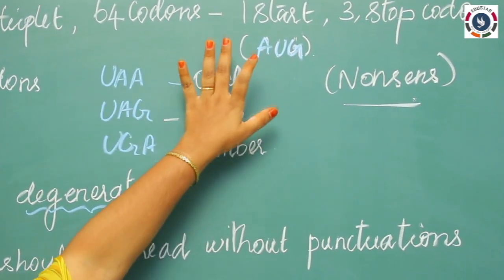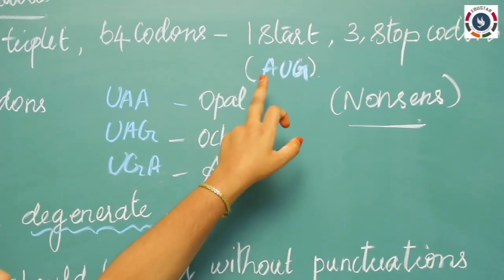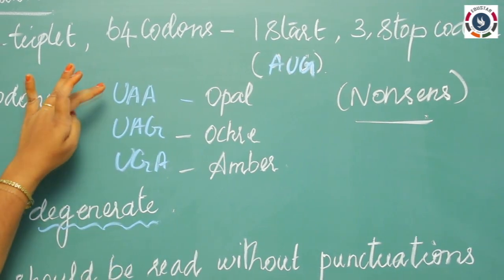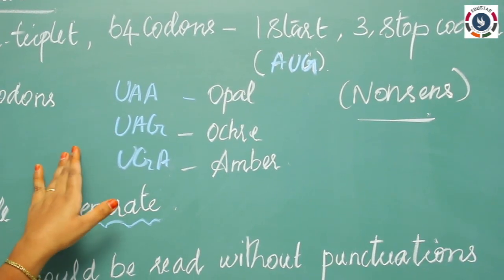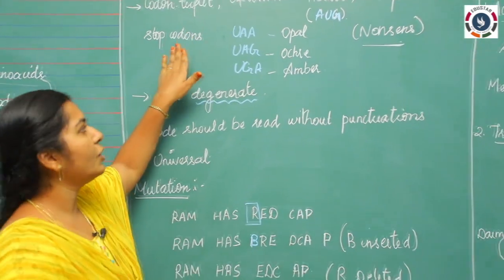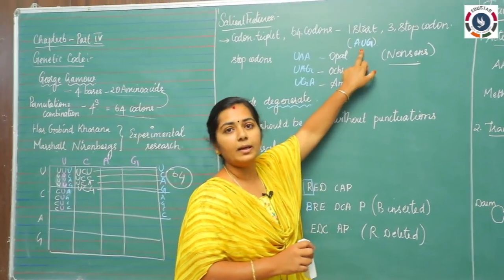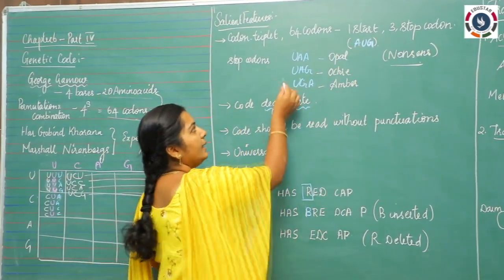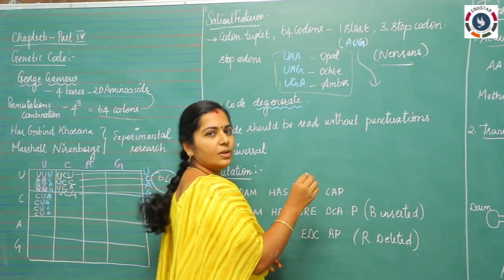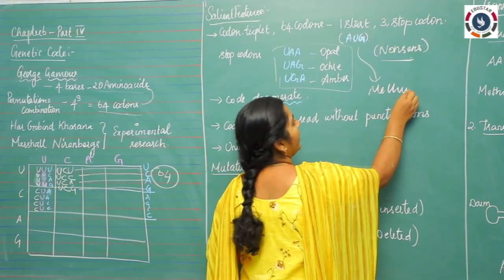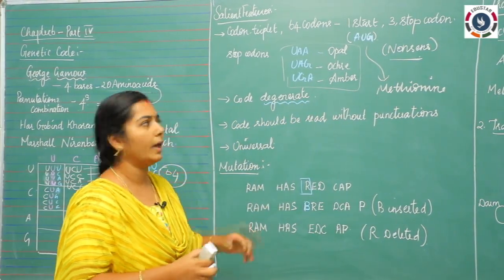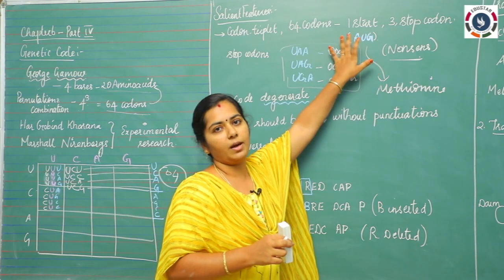Among those 61, one is the start codon. The start codon is AUG. You have to remember these 4 codons alone: AUG, and UAA, UAG and UGA. In simple terms we call them amber, ochre and opal. These 3 codons are the stop codons and AUG is the start codon. I told you that these 3 won't code for any amino acids. The start codon AUG codes for the amino acid methionine. This is the first codon present in our translation process, and that is why we call it the start codon.